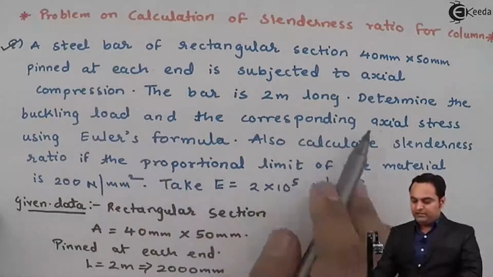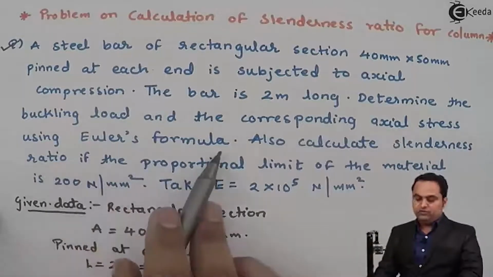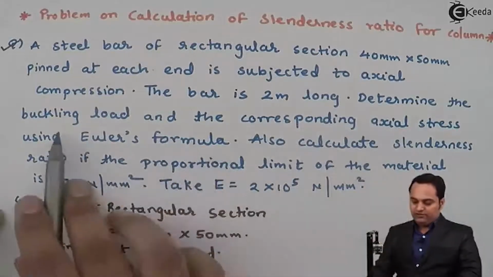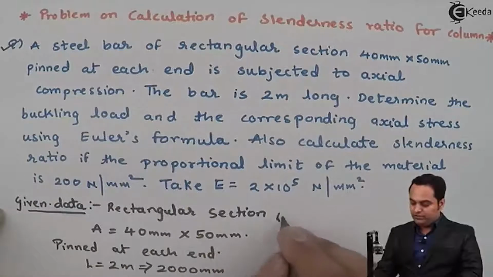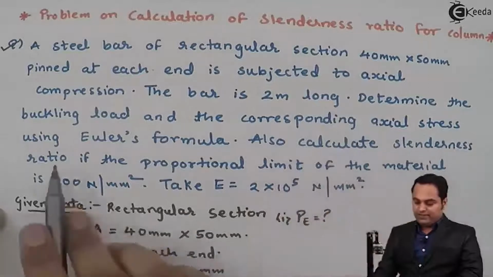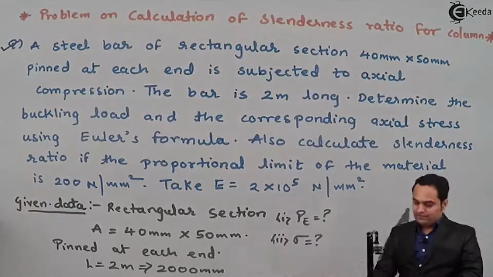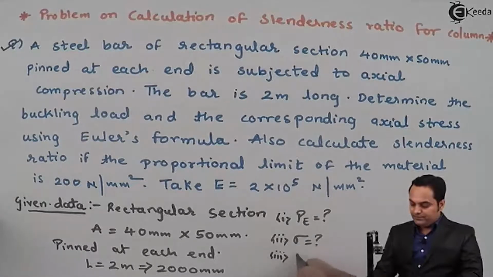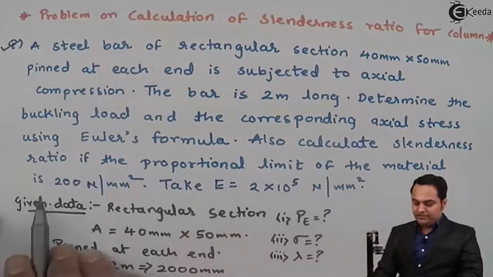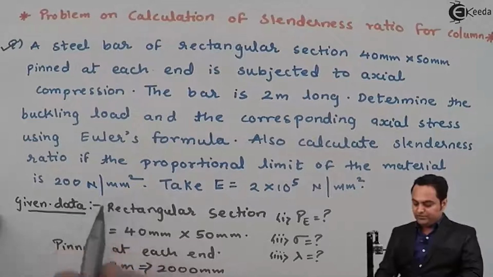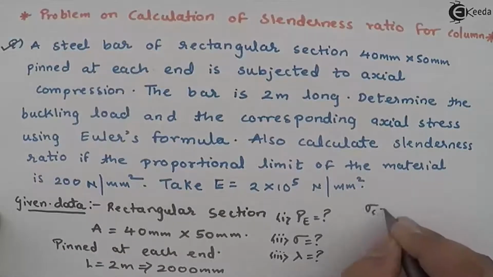Determine the buckling load and the corresponding axial stress using Euler's formula. So here we have to find the buckling load by Euler's formula, so that would be called Euler's buckling load, and the corresponding axial stress. So we have to find out the value of stress. Also calculate slenderness ratio. Slenderness ratio, I'll denote it by lambda. If the proportional limit of the material is 200 Newton per mm square, that is the compressive stress which is given.